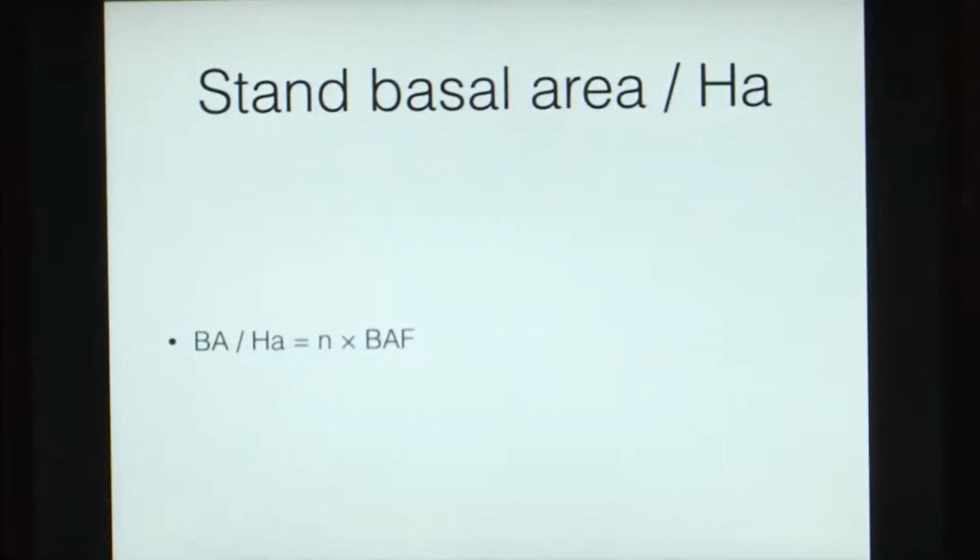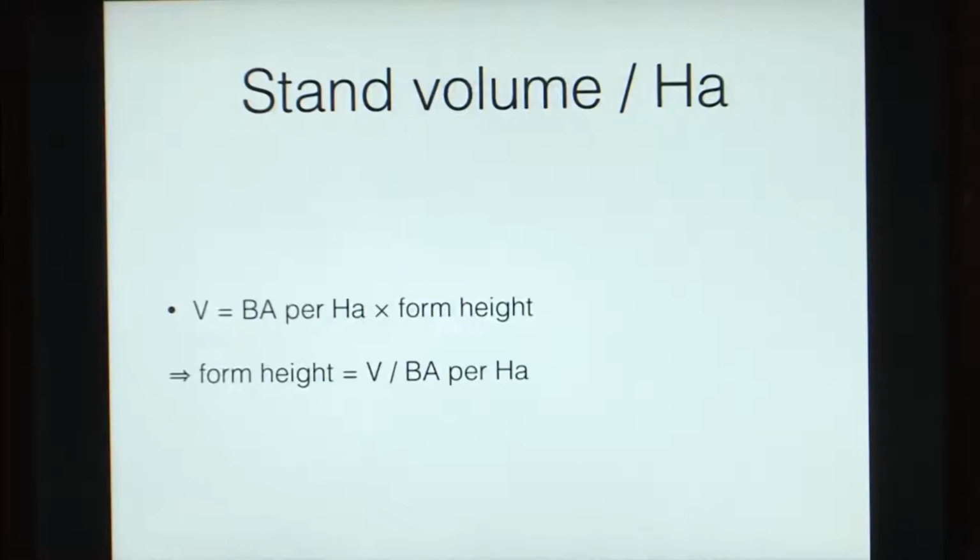We can also calculate the stand basal area per hectare, which is given by basal area per hectare is equal to the total number of tallies into the basal area factor, and we can use this to find out the stand volume per hectare. So, stand volume per hectare will be equal to the basal area per hectare multiplied by the form height, which also gives us an equation for the form height, which is the volume of your stand per unit area divided by the basal area per unit area.